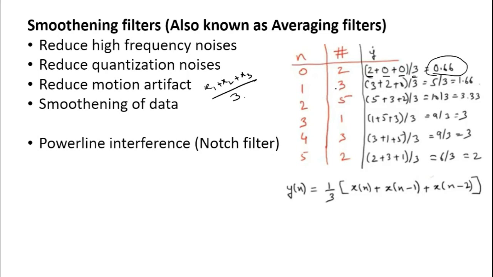In the next instance, we are at 3, so 3 plus 2, and n minus 2, n equals -2 from here, is 0. When we come to n equals 2, 5 plus 3 plus 2 divided by 3 comes to 3.3. Next value, 3. So over here, we are basically getting a smoothened curve.